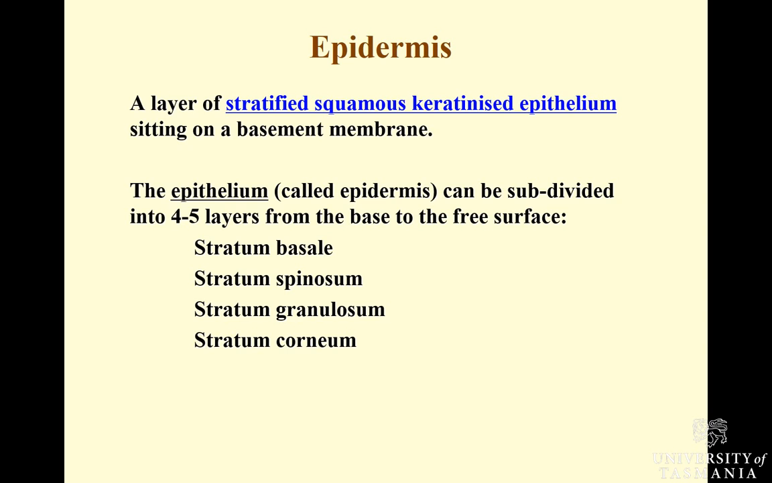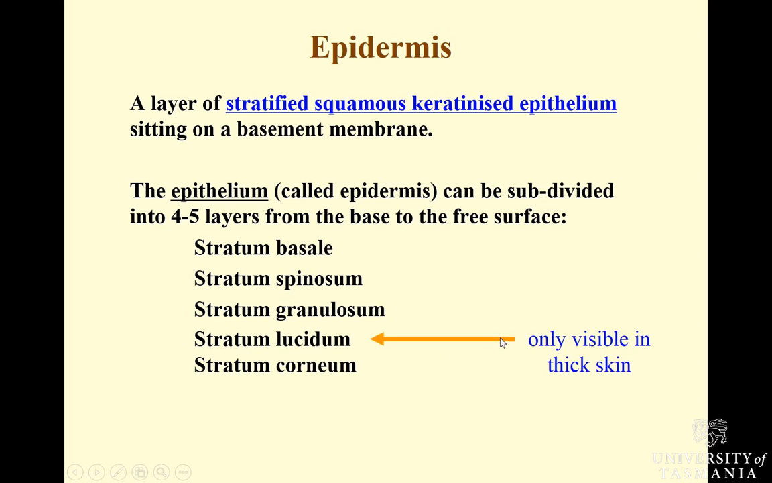the stratum basale, which is the basal layer, the stratum spinosum, the stratum granulosum, and then the last of the layers, which is the dead cell layer, the stratum corneum. Now in thick skin, there's a layer in between the stratum granulosum and the stratum corneum, and this is known as the stratum lucidum. As I mentioned, that's only visible in thick skin. So let's have a look at that.